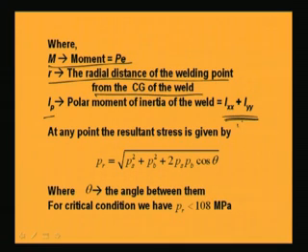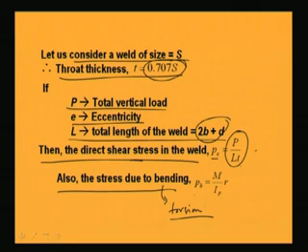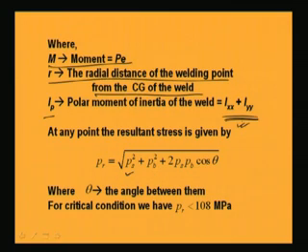If we know this Ip, then we can find Pb, which is M by Ip into R. So we know Ps, we know Pb, and the resultant will be in this direction. If this is theta, then Pr, the resultant stress, will be equal to root over Ps square plus Pb square plus 2 Ps Pb into cos theta. In this way we can calculate the resultant stress.